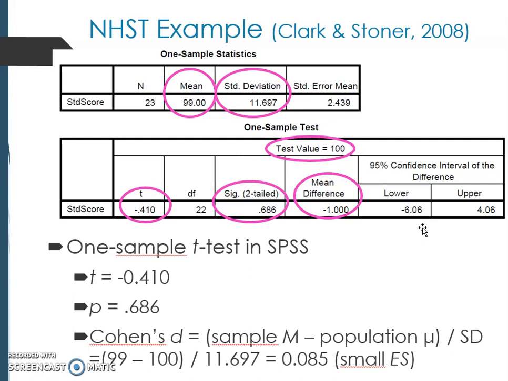So let's reevaluate Clark and Stoner through what we now know about null hypothesis significance testing and what APA says we should do to report the results. We can see here the results of the one sample t-test in SPSS: our t-value is negative 0.410. That hasn't changed. But now I know the exact p-value, that it's 0.686. And just a note, you'll notice that there's not a 0 preceding the decimal point because p can only range between 0 and 1.